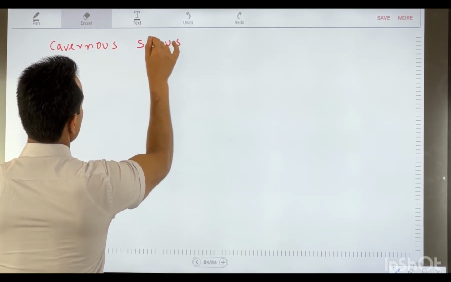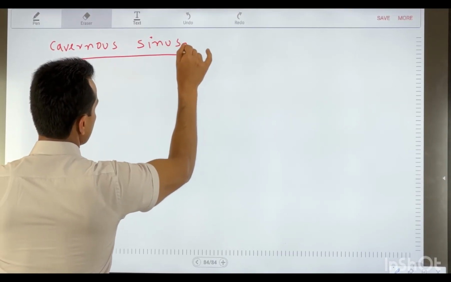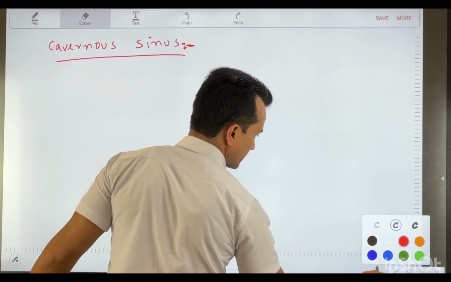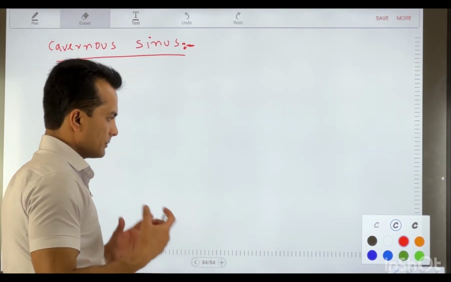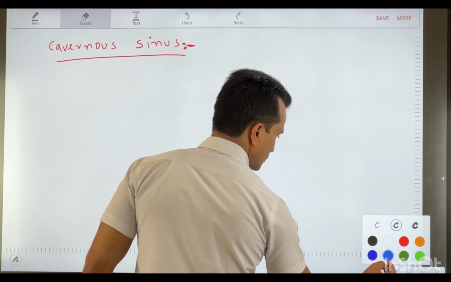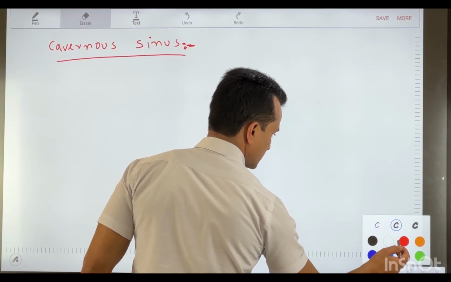This is the largest sinus of the brain that takes blood from the eyeball through the ophthalmic vein, and then from the cerebral veins also, and then from the meninges. So, the cavernous sinus.